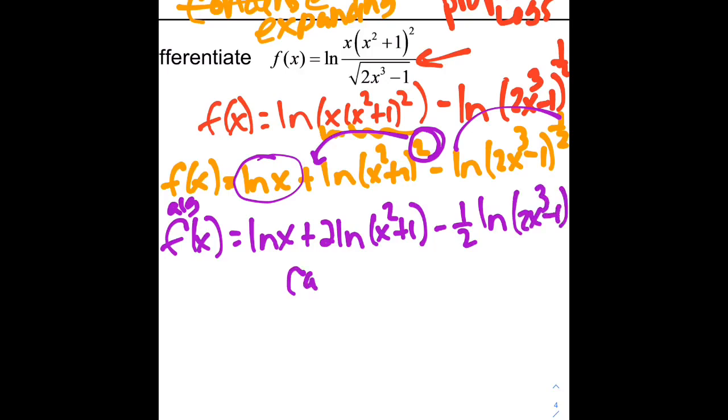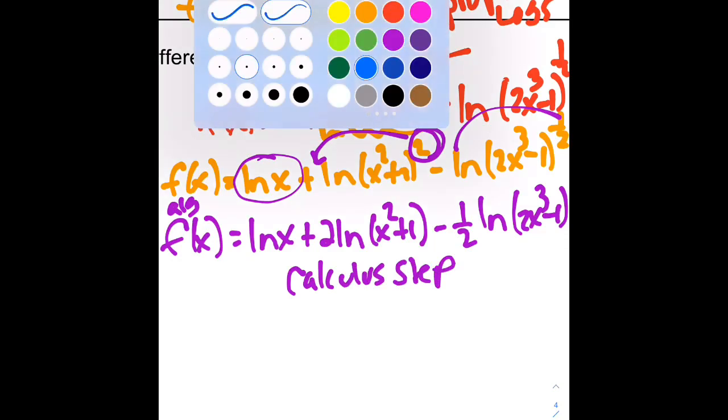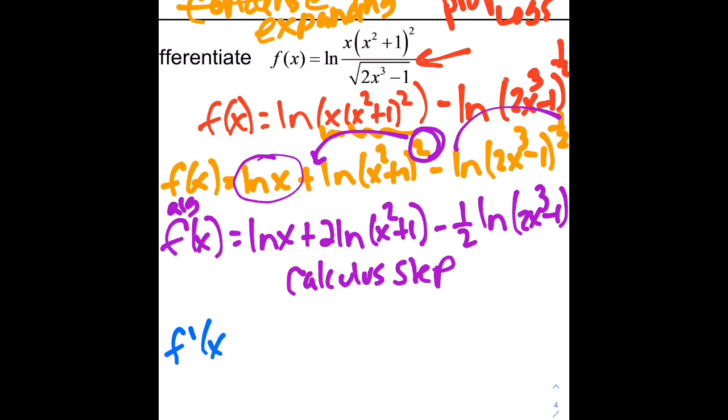Now I'm going to do my calculus step. And my calculus step will look like f prime of x. So you are really using your sum and difference rule, because I have 3 separate terms, and I'm going to take each of their derivatives and then add them together. So the natural log of x is 1 over x. Life is good.